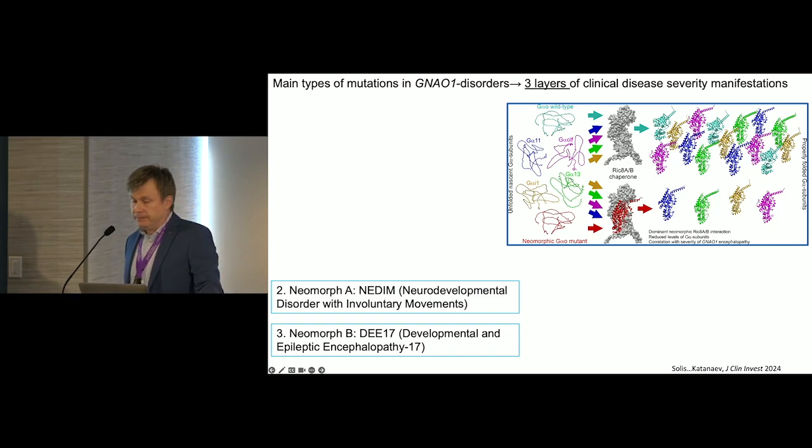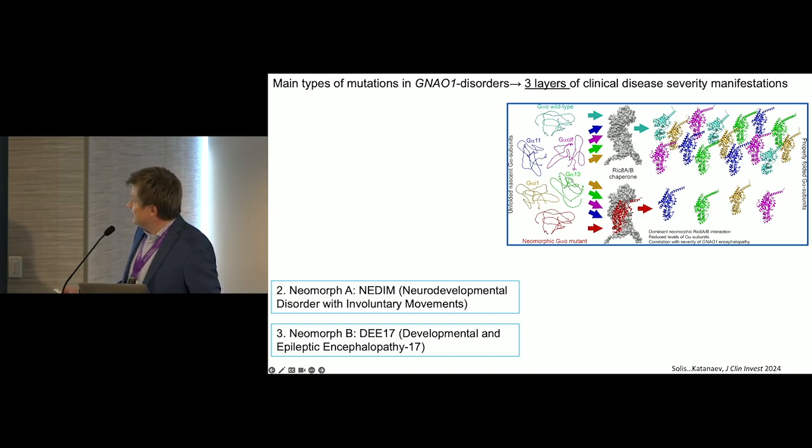Now, I just show this schematic slide out of this work of ours. For the sake of time, I don't show you the experimental data, but it's all published. Basically, we believe that these neomorphic interactions with RIC8A and B proteins impact the whole network of GPCR and G-alpha signaling within the cell. And we have data which support that.